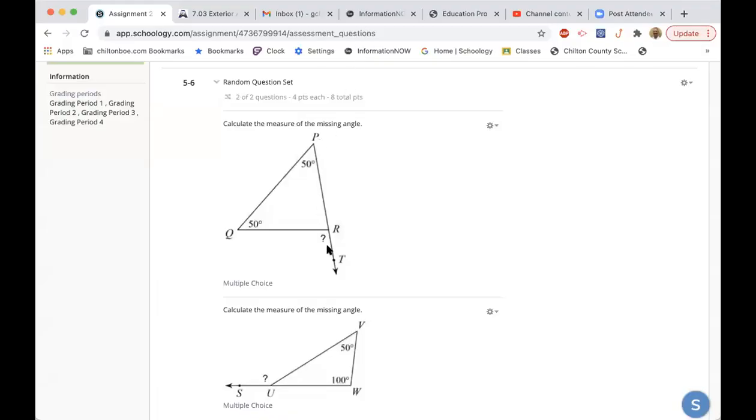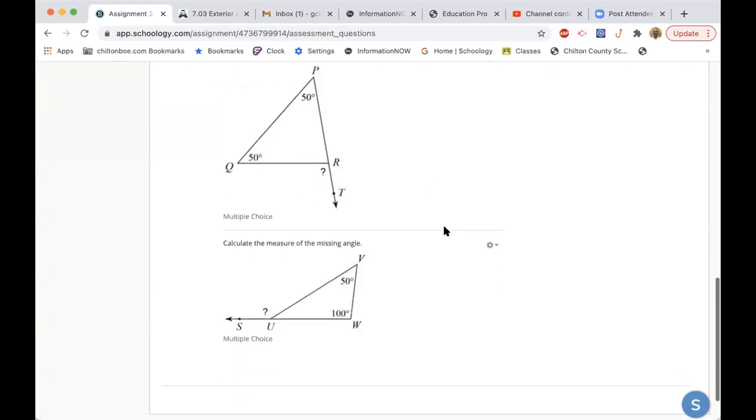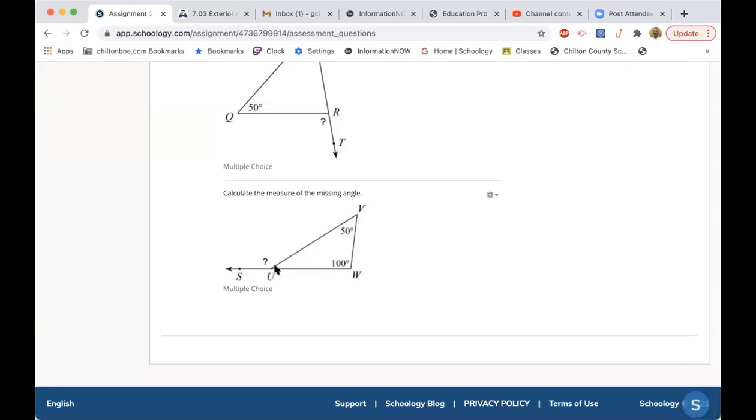Number 5 and 6 are even easier. This exterior angle is going to equal the sum of angle Q and P. So 50 plus 50 equals, and that's going to be your answer here. And same thing here. This exterior angle is going to equal the sum of W plus V. So 100 plus 50 is going to be your answer for right here.